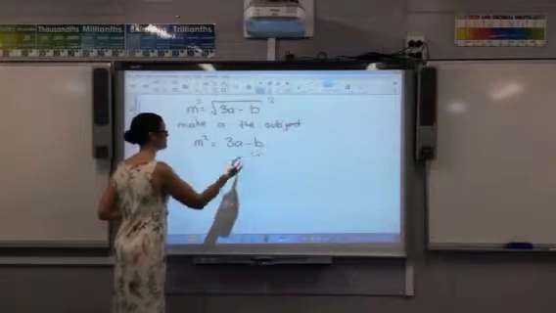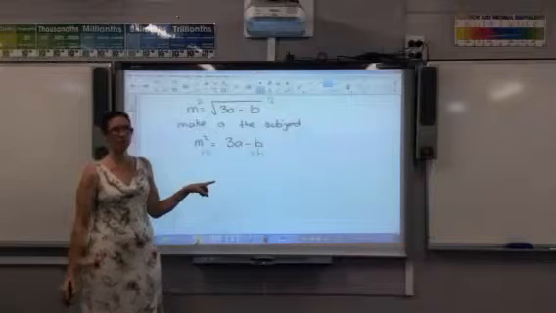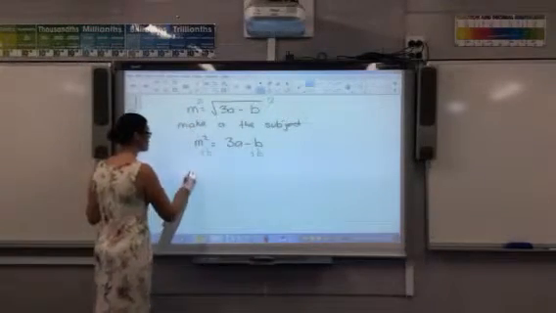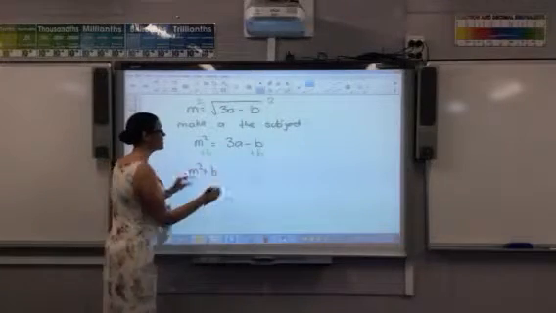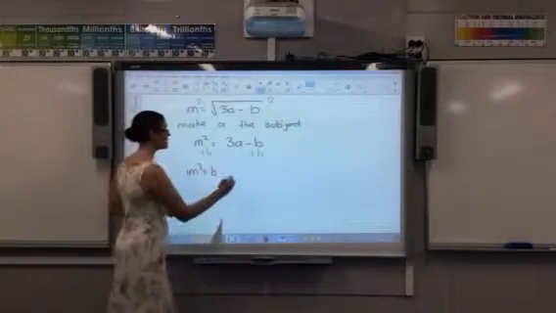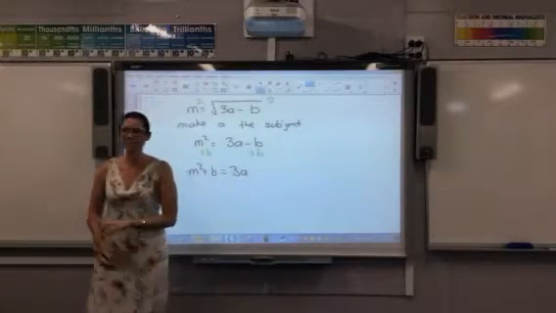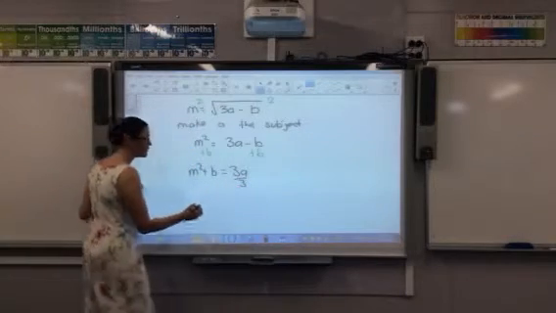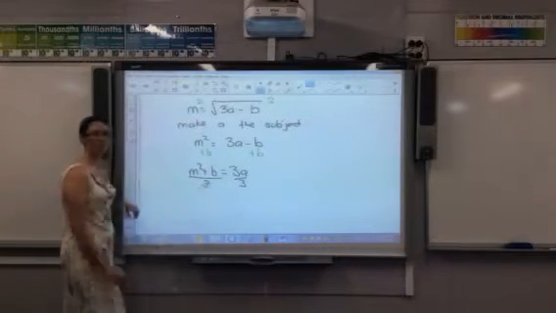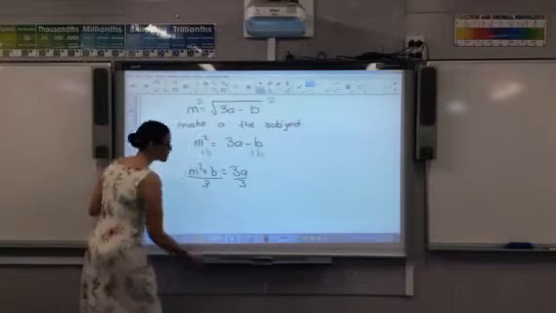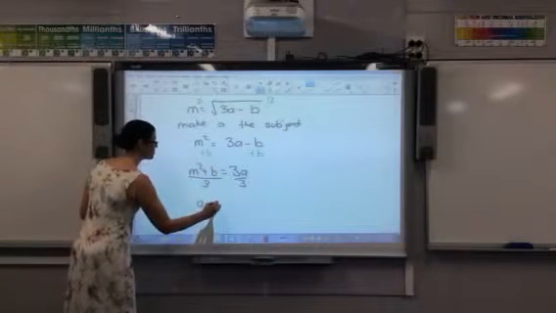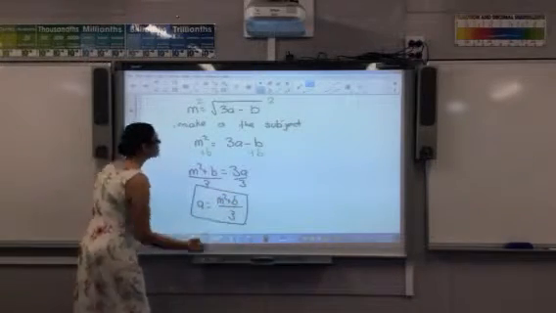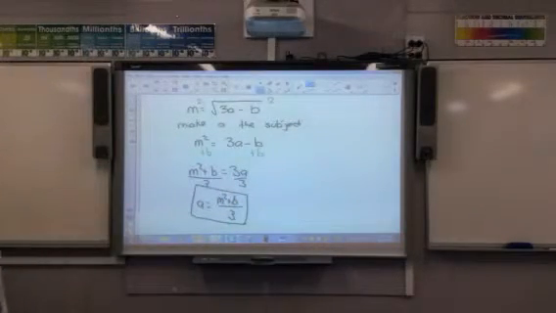You add the B. So what's M squared plus B equal? M squared plus B. Okay, it's a trick question. It's just M squared plus B. On this side, the B's now gone, and I'm just left with 3A. How do I get rid of the 3? Divide by 3. Make sure when you're dividing, you divide the whole thing by 3. So my answer is A equals M squared plus B over 3. And I've now created a new equation where A is the subject.